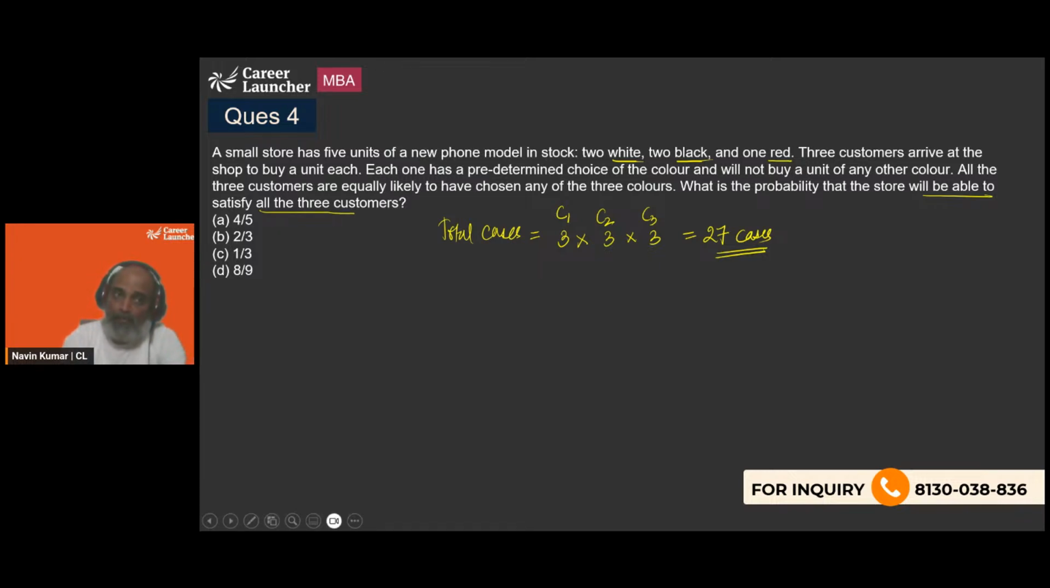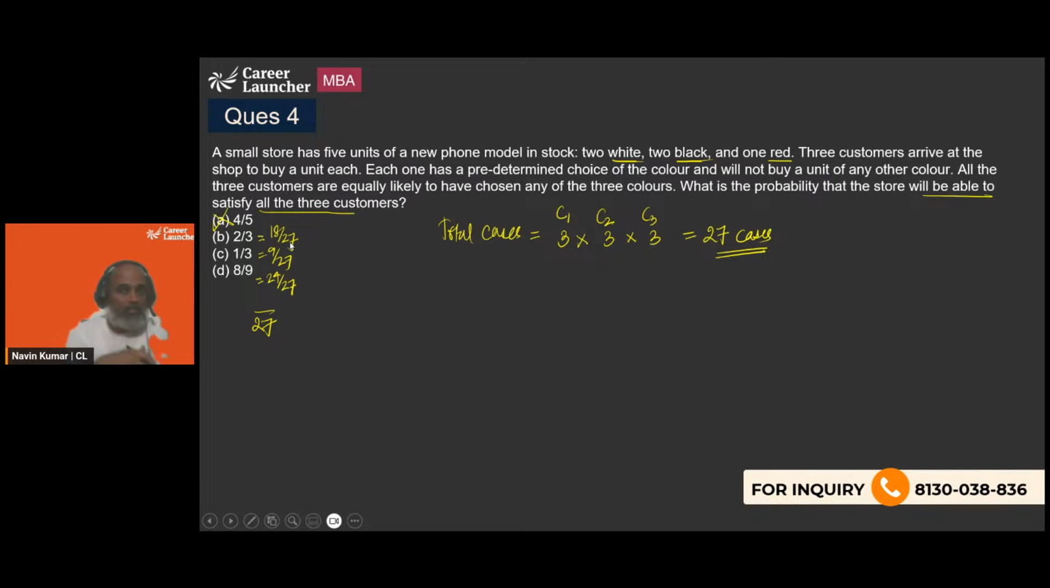So if we look at the options, it will be better. See, it's going to be something by 27. Something by 27, option A will not make sense, right? 2 by 13 is 18 by 27. 1 by 3 is 9 by 27. 8 by 9 is 24 by 27, right? So it could be only B, C, or D option. Now, out of these, if I look at majority of the options, the numerators are larger than half of the denominator. So that gives us a hint that if we try to calculate all those cases where these customers will be satisfied, it will be more cases, right?